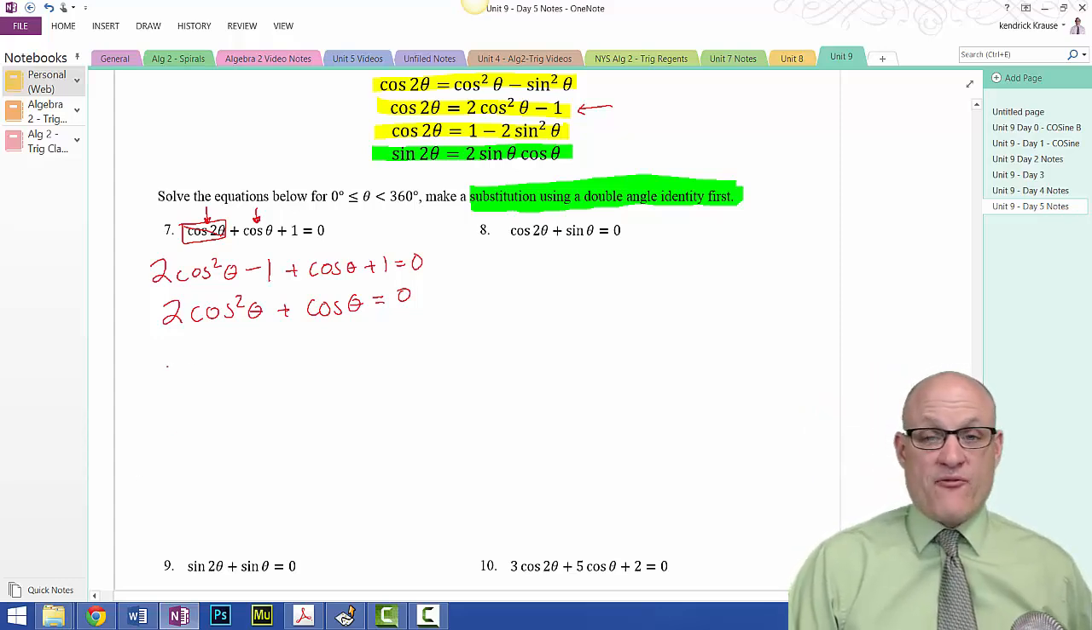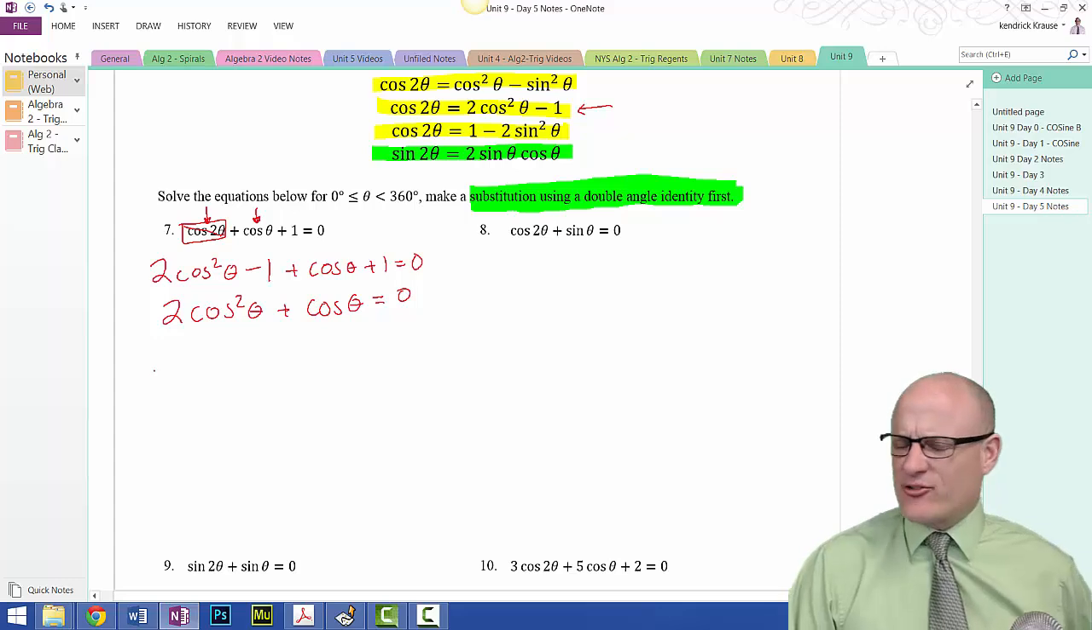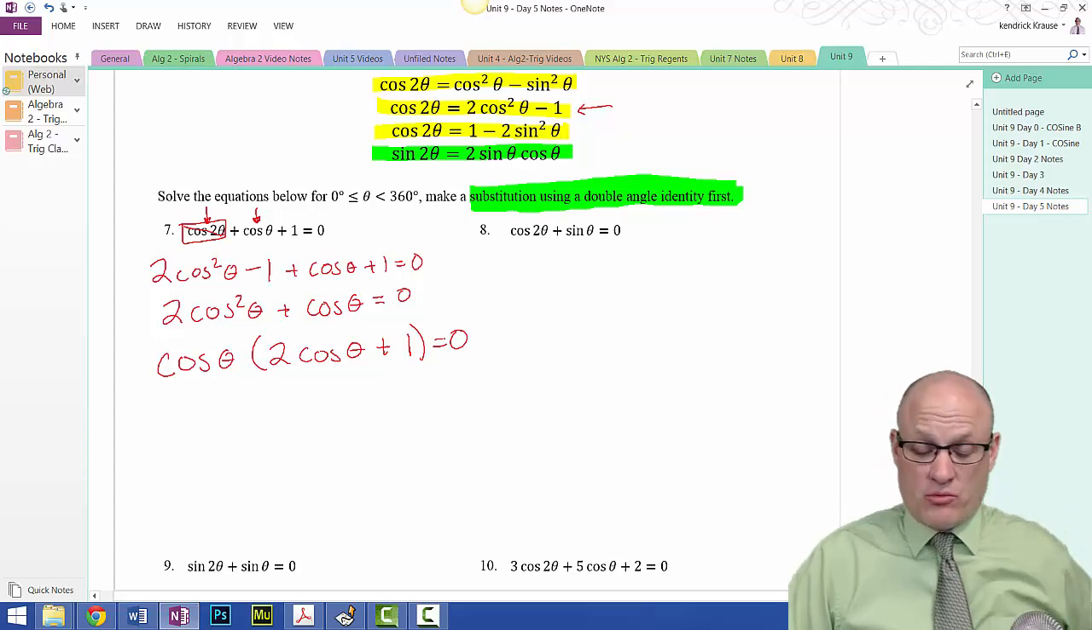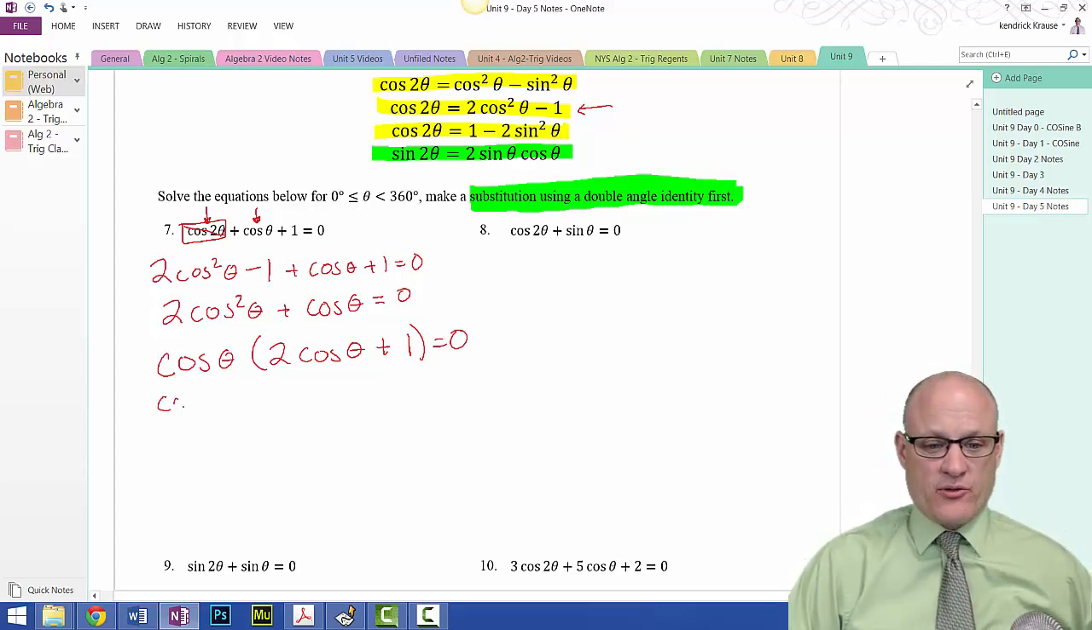All right, let's factor out the GCF. Look for GCFs. There's going to be a lot of GCFs in this section. In this case, it's cosine of theta. And I'm left with 2 cosine theta, don't put nothing there, plus 1. Don't forget, it's there. Done with the factoring. This one gives me cosine theta equals 0, and this one gives me 2 cosine theta plus 1 equals 0. I'm just going to set those up real quick. This one will end up being cosine theta equals negative 1/2.